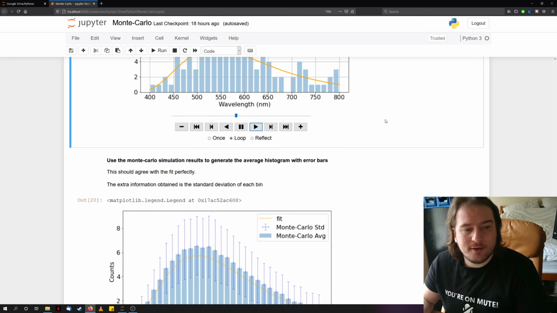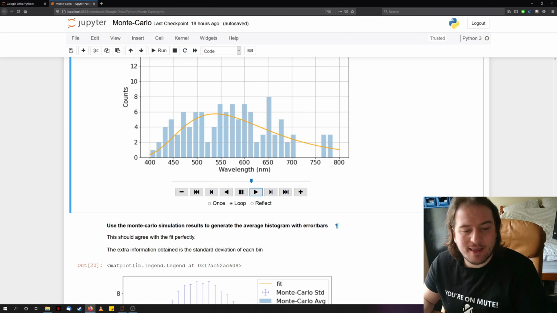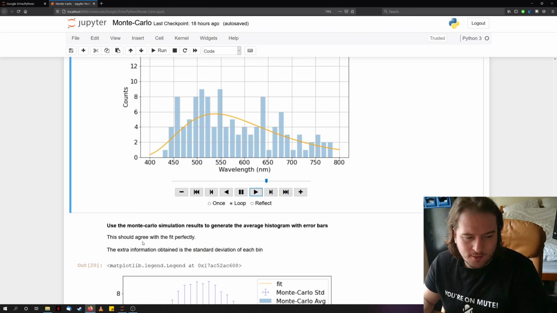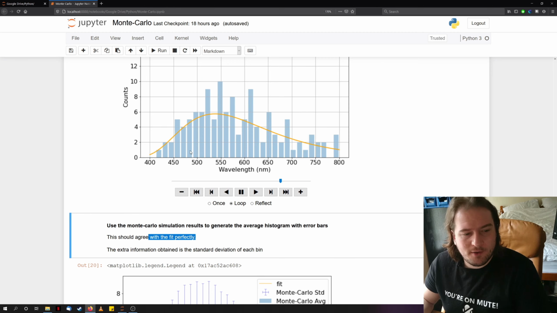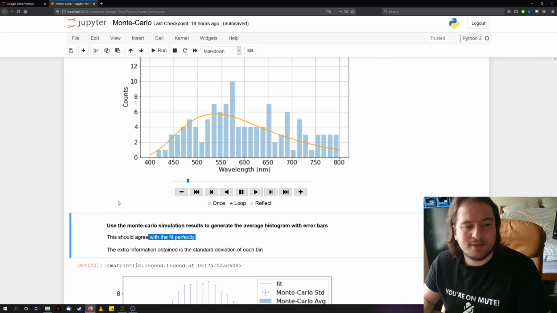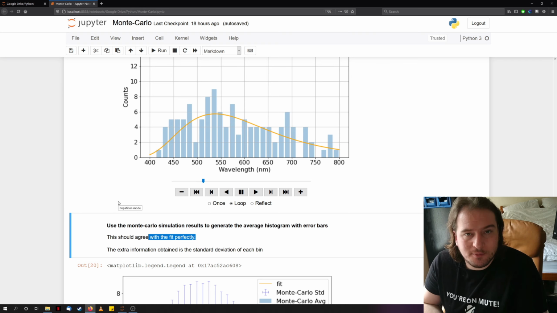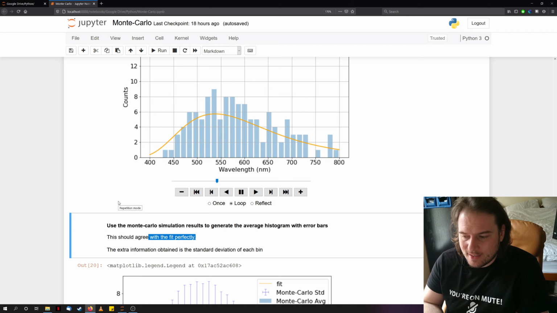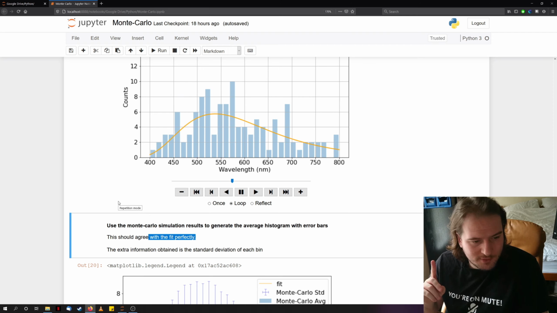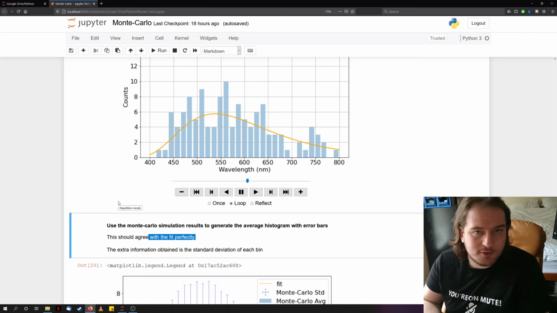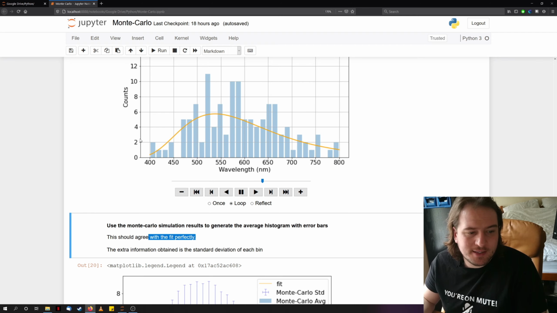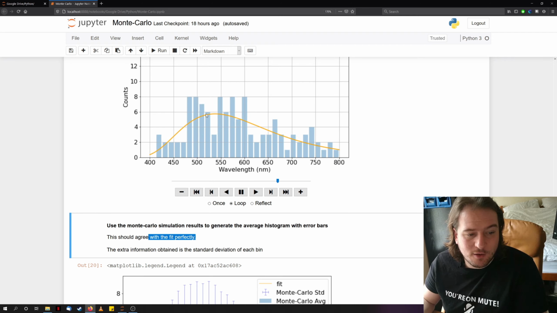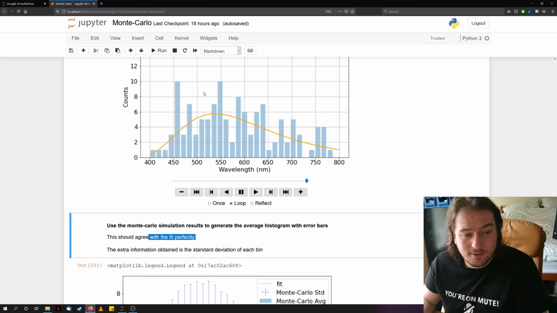And now we can use this Monte Carlo simulation to generate the average histogram with error bars. And this should agree with the fit perfectly because we're generating the values based on this fit. The way we do that is we use something called inverse transform sampling. I'll put a link in the description above to a video where I briefly touch on inverse transform sampling. But basically we generate random numbers based on this fitted distribution. So we get more of the hits around here where we have a higher peak.